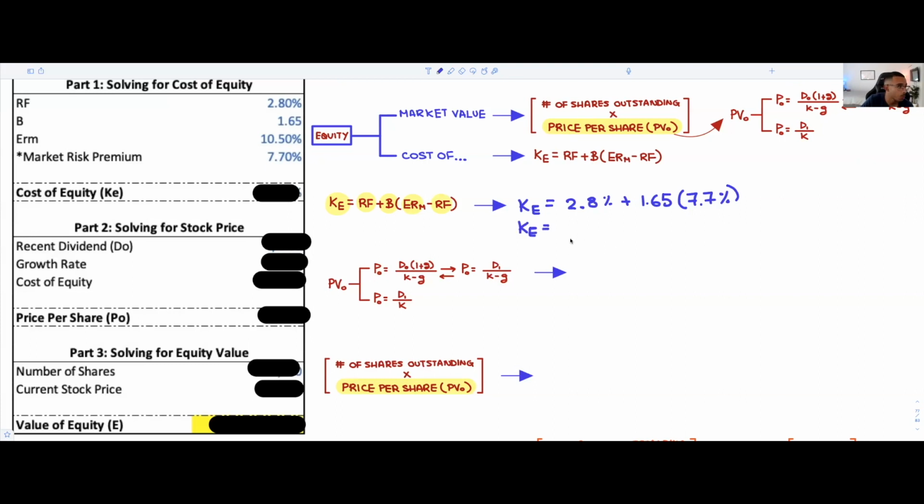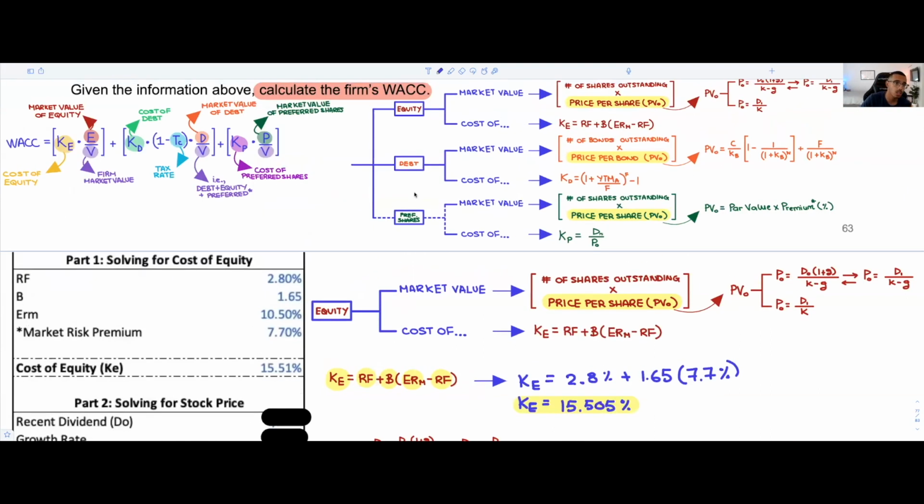When we plug this into our formula, you would get that KE is going to be equal to 15.505%. You could round it up, it's really up to your discretion. So now that we have that, we have our cost of equity. And you could even be as funny as myself and say, boom, we have our cost of equity, and by definition, low-key, we also have our tax rate. So we're just solving for these pieces one by one.